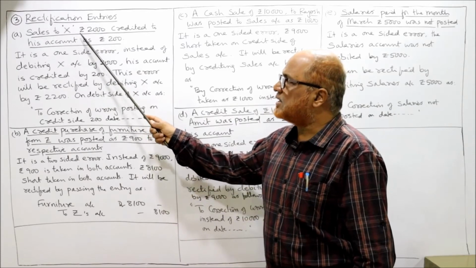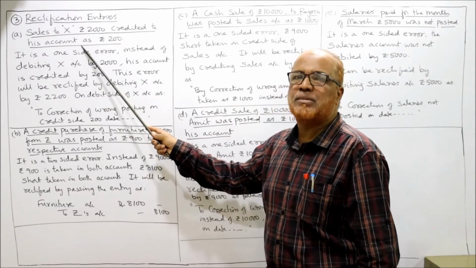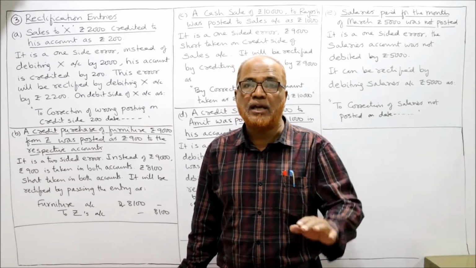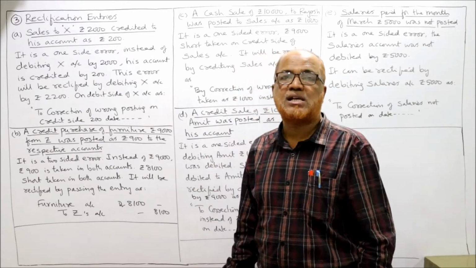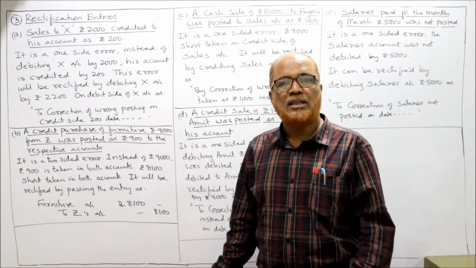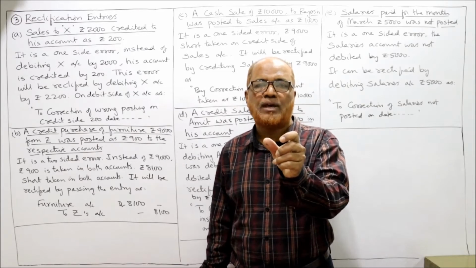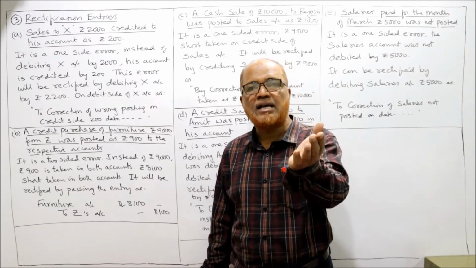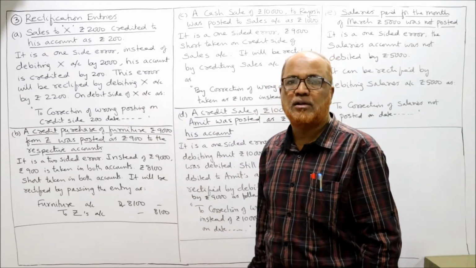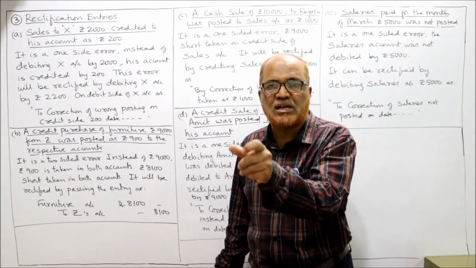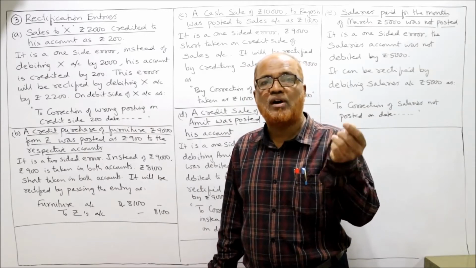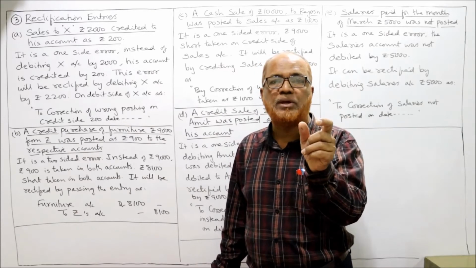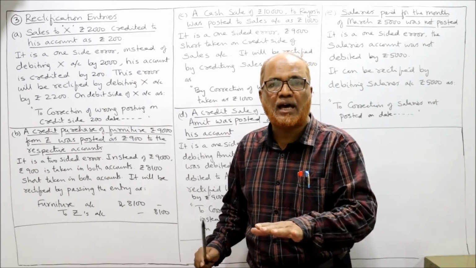So sales to X 2000 credited to his account, that means X account as rupees 200. When we sell the goods, X account should have been debited, but instead of debiting, we have taken on the credit side of X. So it is a one-sided error. The error is there only in X account. X account should have been debited by 2000, but instead of debiting, the accountant has taken wrongly on the credit side 200. So first of all, we have to remove that 200 rupees by mistake we have taken on credit side, and 2000 rupees which we have not debited on debit side, that also we have to take. So totally 2200 rupees we have to debit X account. Then only the error will be rectified.